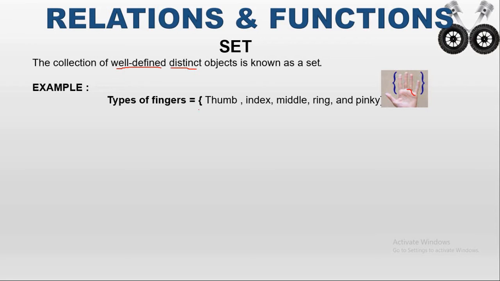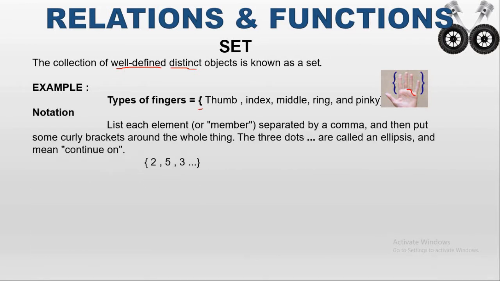Here the set is denoted with curly brackets. Inside the curly brackets, the numbers or variables that are written should each be separated by commas. Here thumb, index, middle, ring, and pinky are all called elements. Otherwise, in this example, 2, 5, and 3 are also called elements. The three dots after the numbers should be represented as an ellipsis. Ellipsis means it should continue on, it does not end. Okay, so this is the method for representing a set.